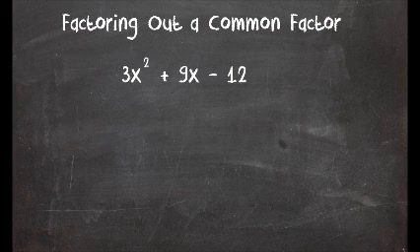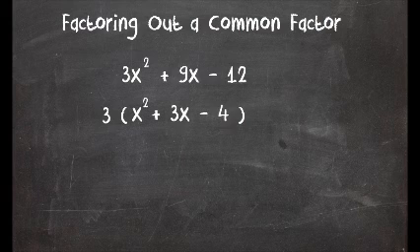3x squared plus 9x minus 12. Is there a common factor that we can divide out of all the terms? Hopefully you saw that 3 can be divided out of all of the terms. Let's see if you can find out what's left when you divide 3 out. You will be left with x squared plus 3x minus 4.